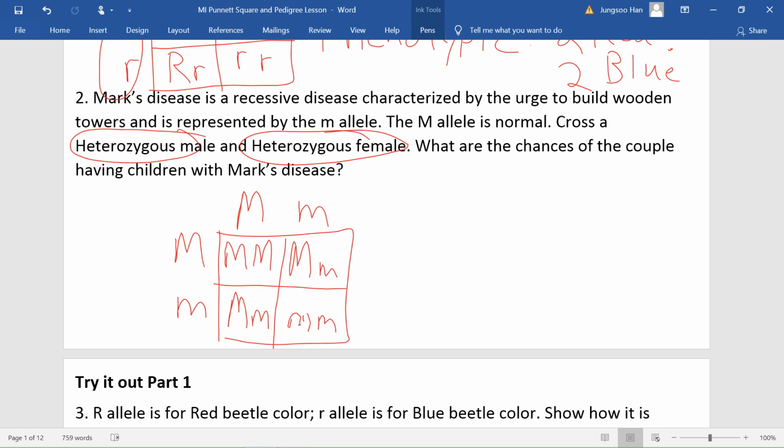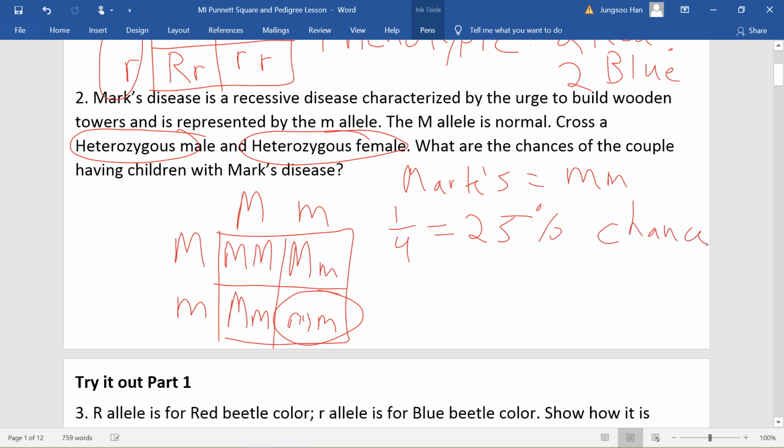So what are the chances of the couple having children with Mark's disease? Since it's a recessive disease, they have to have little m and little m. There cannot be a big M, because if a person has even one big M, it is dominant over little m, so that wouldn't work. If you look at the Punnett square boxes, only this one is little m, so that means 1 out of 4, or 25% chance of having children with Mark's disease.